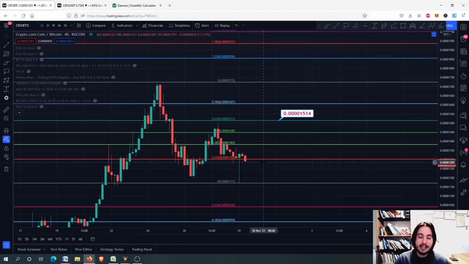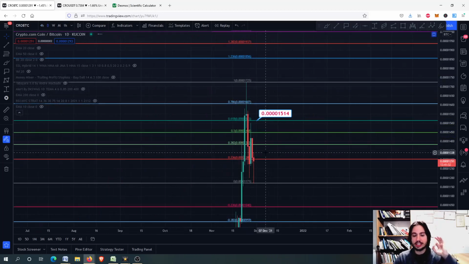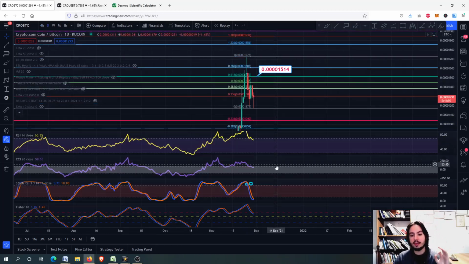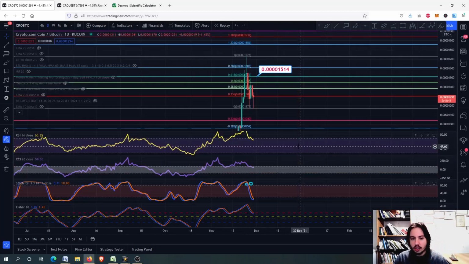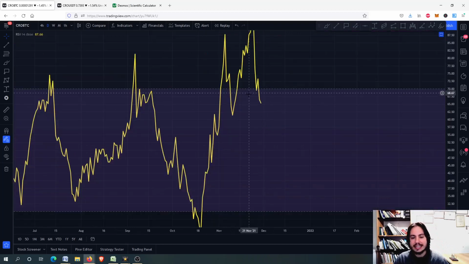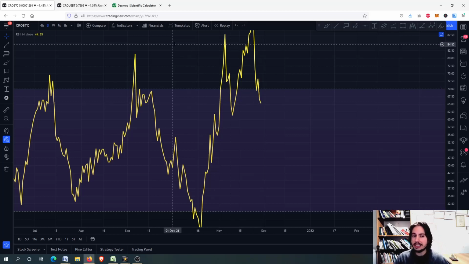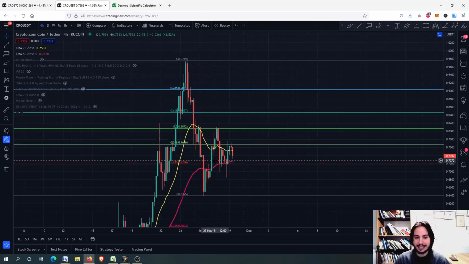But anyway, we still can make it, because if we go to the daily frame, you will realize that we are going a little bit sideways and we have the stochastic RSI already into an oversold, while the RSI is around the 65. So this is perfect. This is very good for CRO against Bitcoin. And let's go to CRO against USDT to see our price analysis.